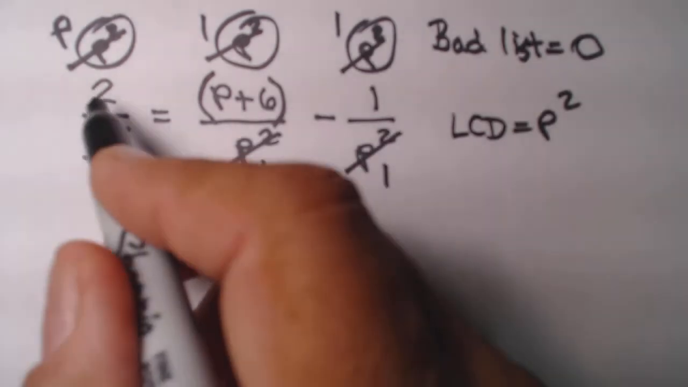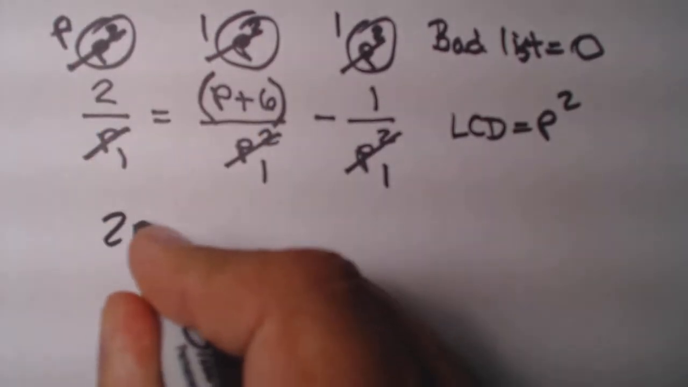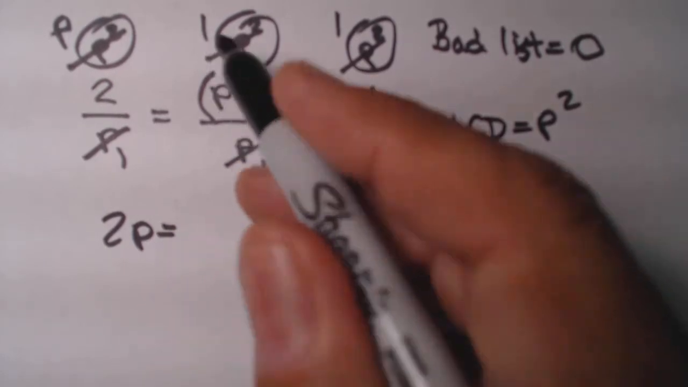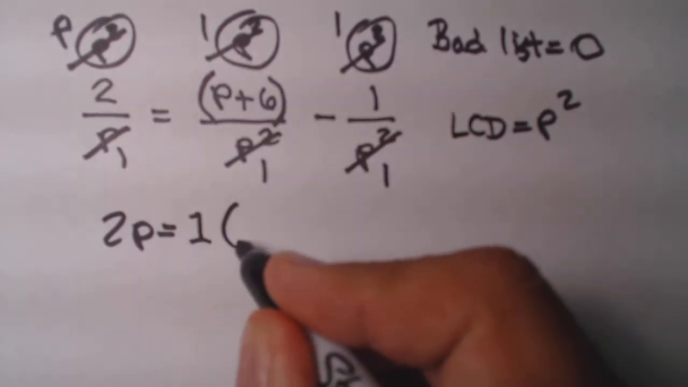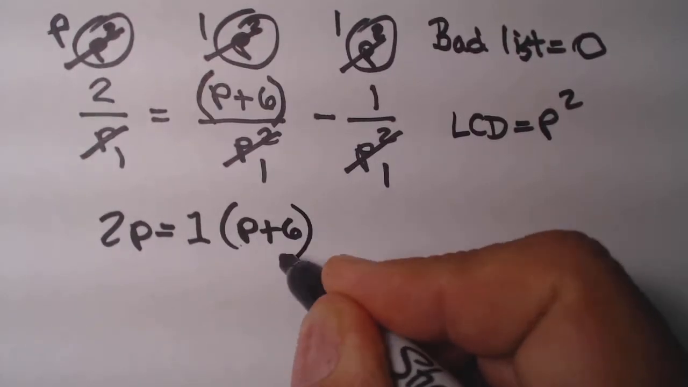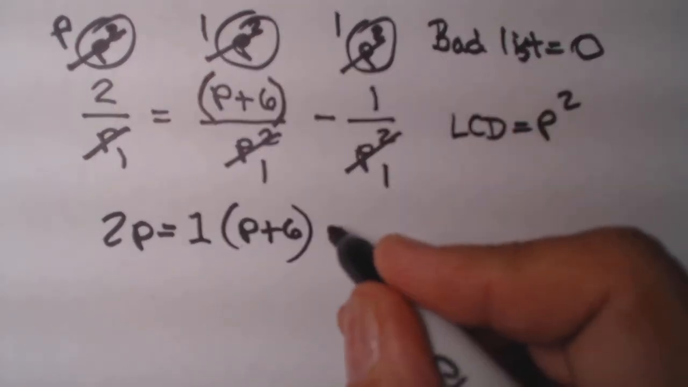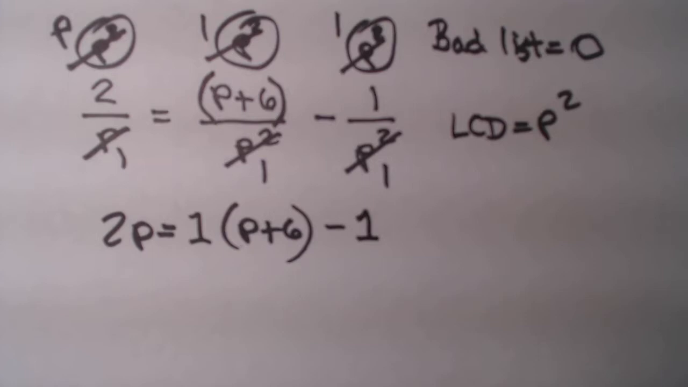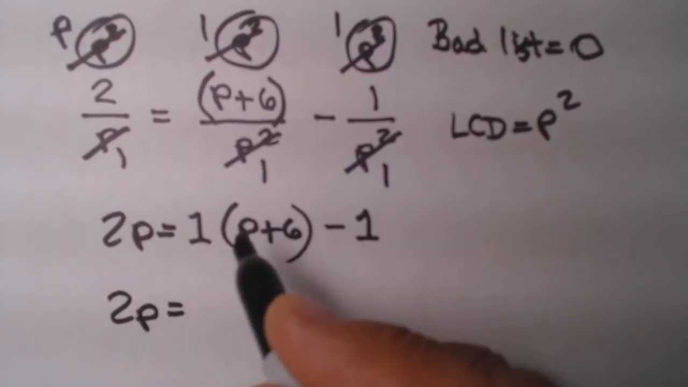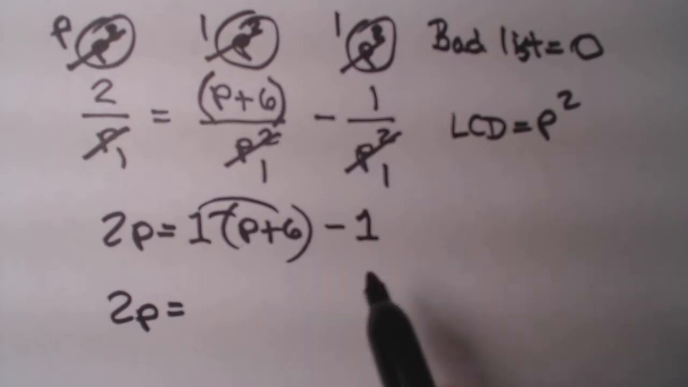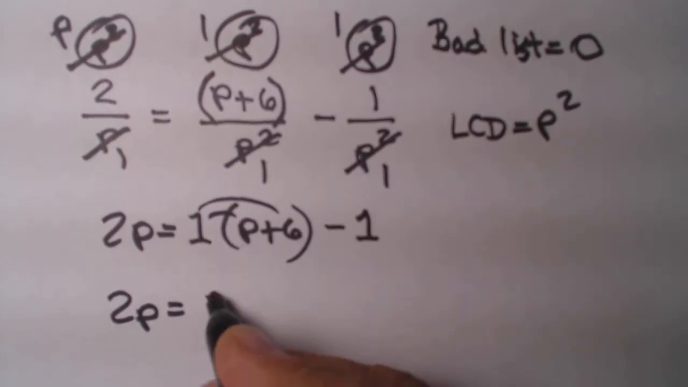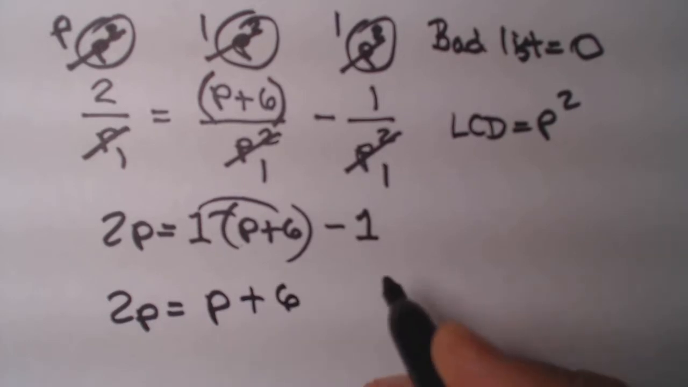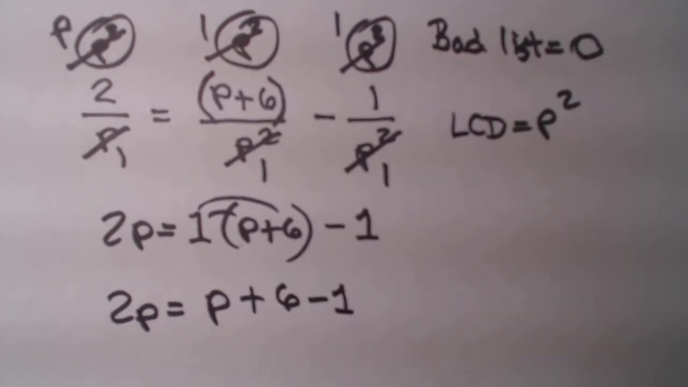Now put the leftovers together. 2 times p equals, okay, what do we got here? 1 times, I'll write it all out in its full glory here. 1 times p plus 6, and then minus 1 times 1 is negative 1. Okay, well, this looks like a linear equation once again. Let's go ahead and clean it up a little further. On the left, it's as clean as you can get here. 2p equals, now, of course, we distribute the 1 in. Well, 1 is not going to change anything. 1 times p is p. 1 times plus 6 is plus 6. And then, of course, don't forget we have the minus 1.